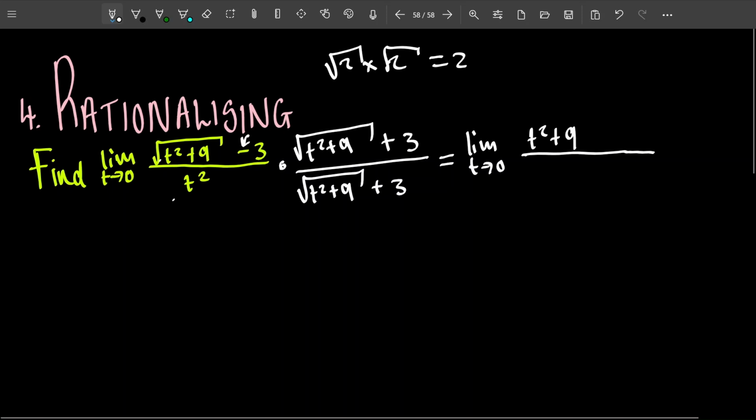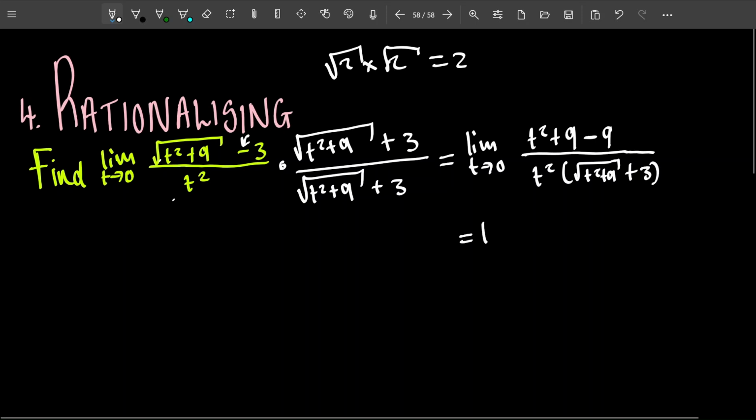And then the next thing is you multiply the last terms: negative 3 times positive 3, which is negative 9. And then the denominator, what is it going to be? t squared just multiplies this thing, so it'll be t squared multiplying the root of t squared plus 9 plus 3.